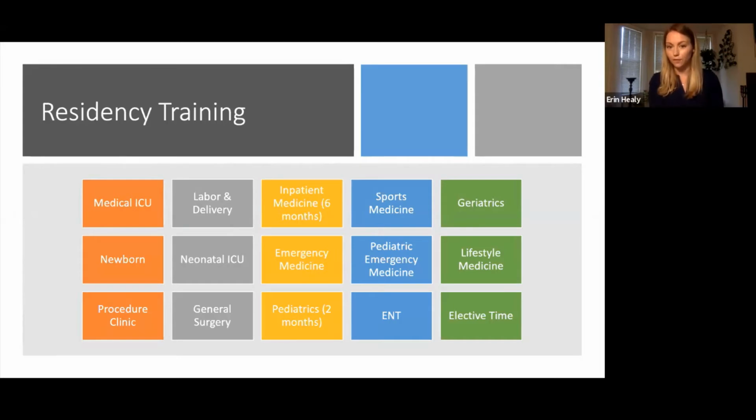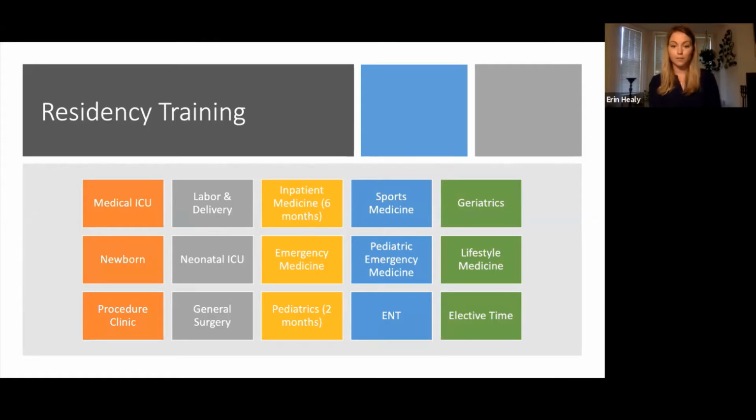In no other field are you going to find the breadth of knowledge that you do in family medicine. Internal medicine is wonderful, but they don't take care of pregnant women and they don't take care of anyone under the age of 18. So they're also primary care, but they're missing that pregnant aspect, the newborn, the kid aspect as well. In the bottom right corner of the screen, you'll also see that there is an opportunity for electives.